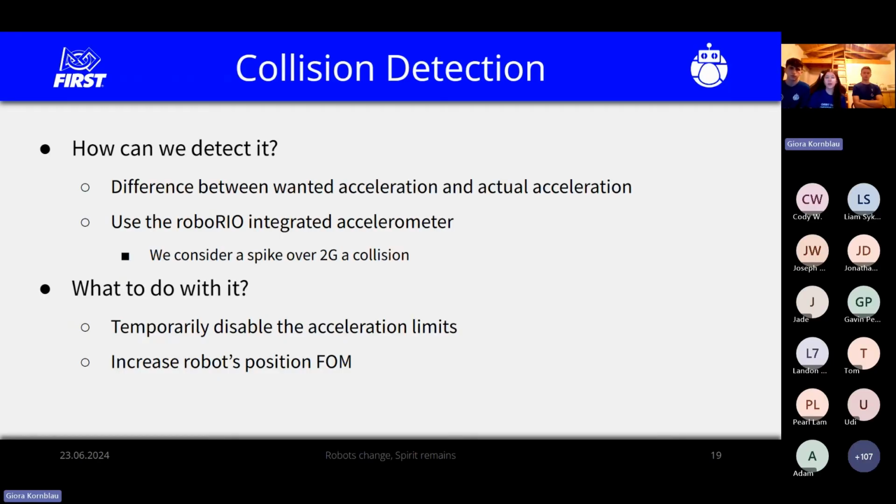And what we do with this information is, well, we temporarily disable the acceleration limits. This is to allow our driver to continue driving freely, because if not, the robot would want to continue its movement the way it was, and it would drive really slow. And we also increase our robot position foam, just like the skidding.